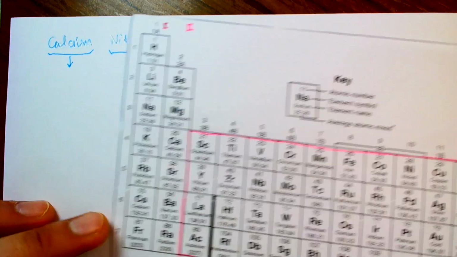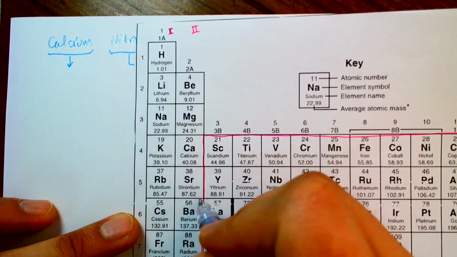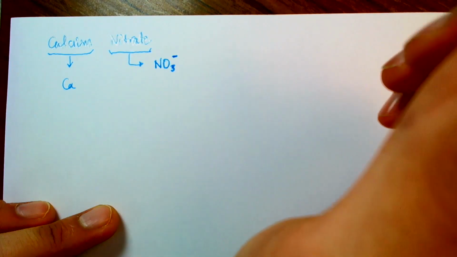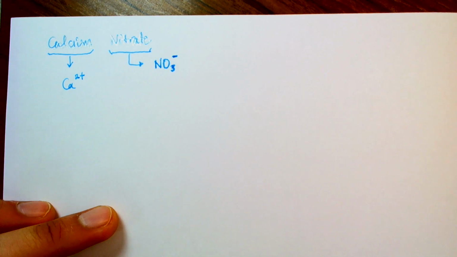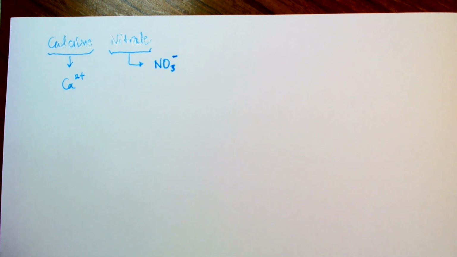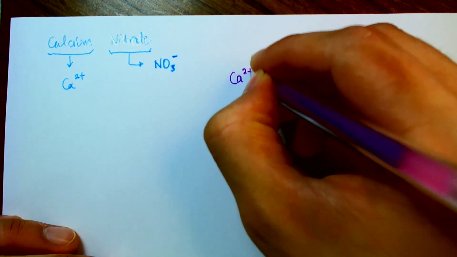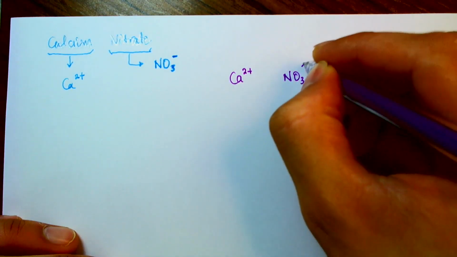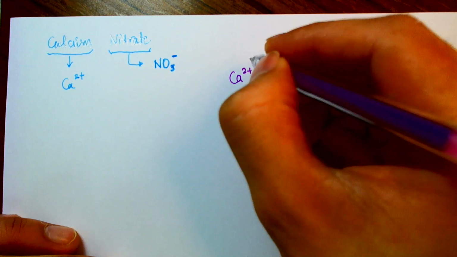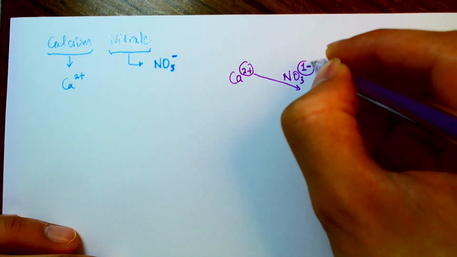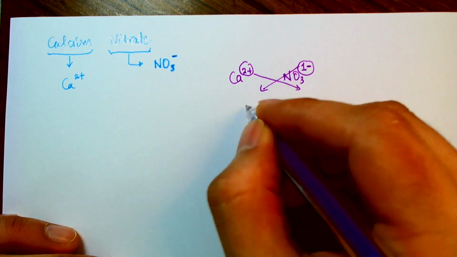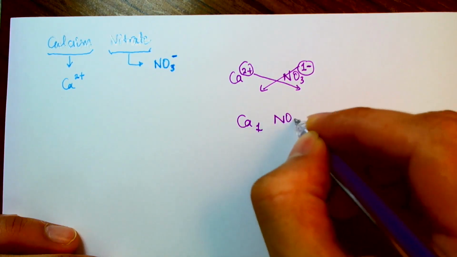let's look at calcium. Calcium is in group 2 of the periodic table, hence it's going to want to lose its 2 outer shell electrons, thus forming a 2 plus ion. So let's see if we can do this using the shortcut way. Calcium wants to form 2 plus, nitrate wants to gain 1 electron, so I cross these numbers. So calcium gets that 1, and nitrate gets that 2.